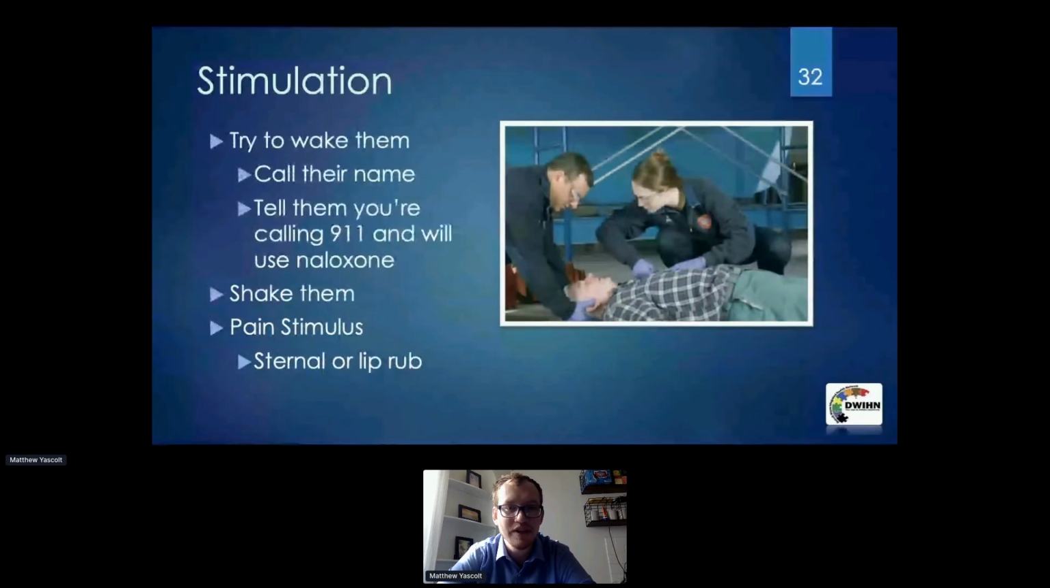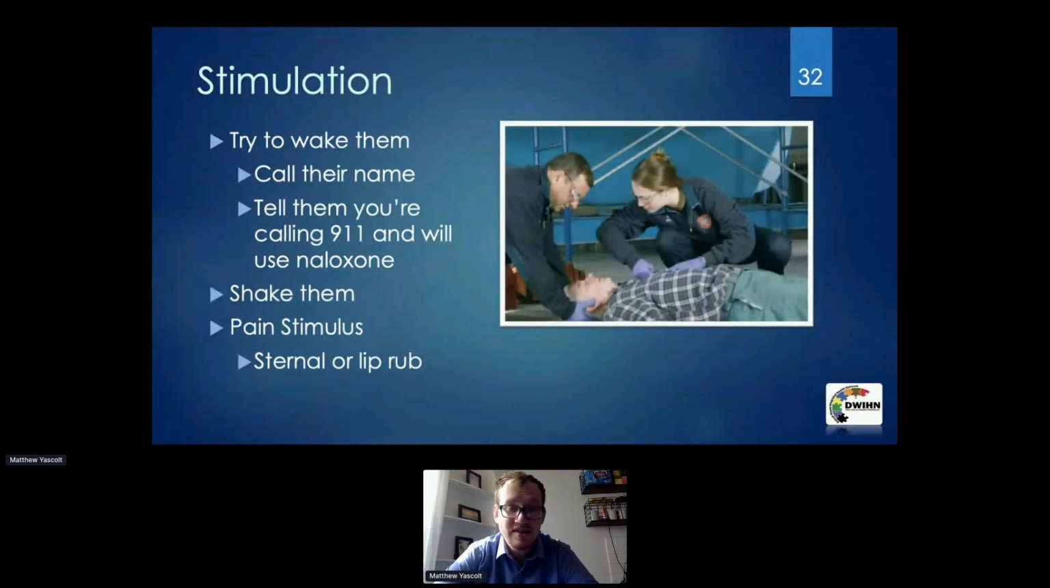At which point, if you have gloves, roll them onto their back and do a pain stimulus test, typically done on their sternum, as you can see in the photo. The first responder has her arm out at a 90-degree angle and is pressing down with her knuckles on the individual's sternum. If an individual is not overdosing, they'll respond to that pain stimulus test. If they are overdosing, you can administer Narcan.